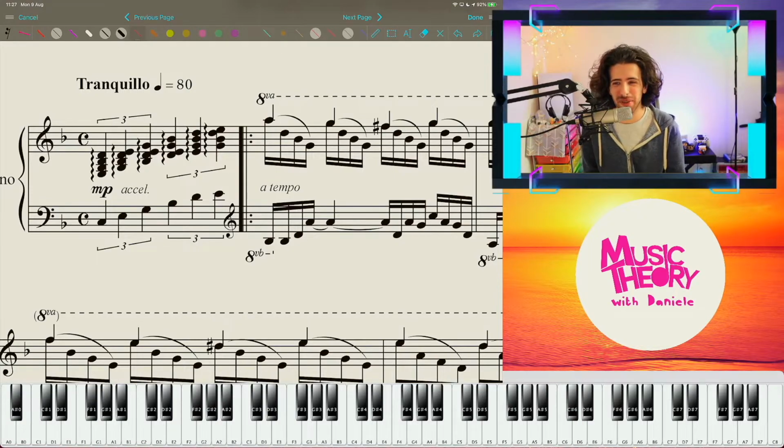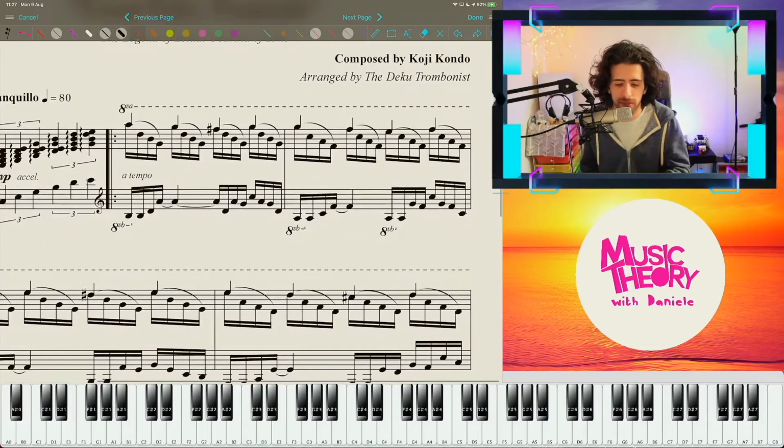So when you're marking up your music, if you have a ritardando or a rit, you must somewhere have a tempo. Not always, but you just have a think. Depends on the context of the piece. If you need to come back to tempo, then write a tempo. A tempo means we're back to the original tempo. In this case, it's probably moving back to that tranquillo 80. It's very odd to have a ritardando right on the first bar and then to have a tempo, because the tempo hasn't really been established. But that's okay. That's all right. Someone's just transcribed this, so well done to them, Deku trombonist.